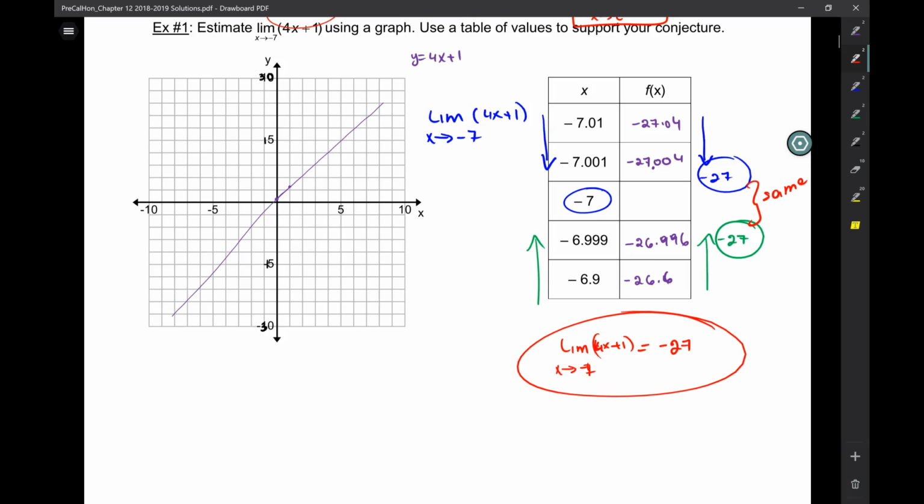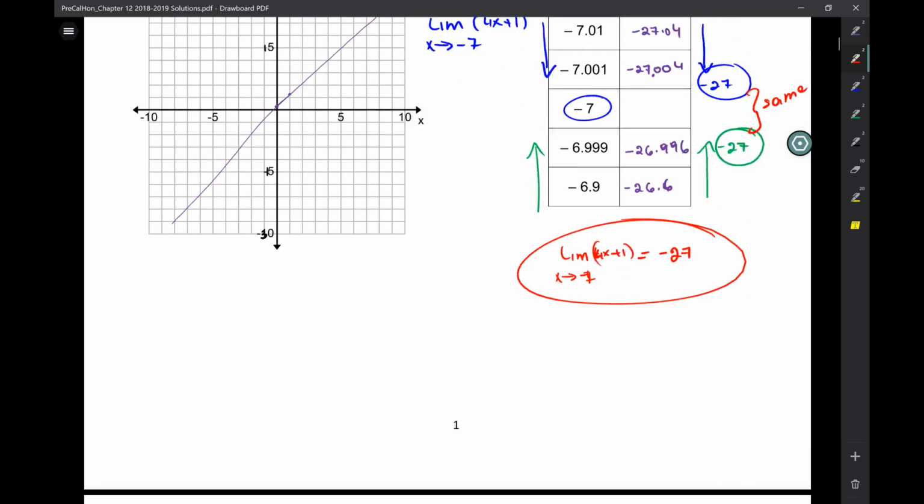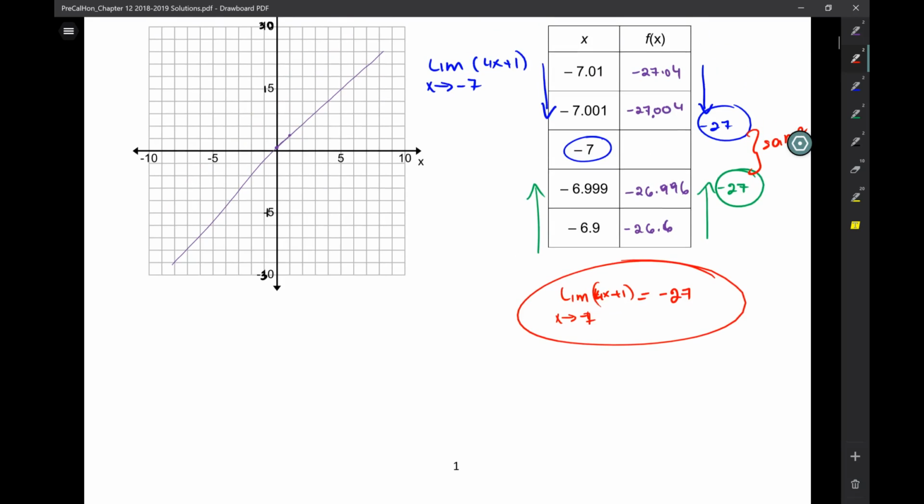Yeah. So from here, look, -6.9, -6.99, we're getting close to -7. Y is getting close to -27. We're getting close to -7 from the other side, and y is getting close to the same number. Wouldn't that kind of be true, like any linear line is straight, so that both sides will be? Yes. Anytime you've got a basic polynomial function, there's always going to be a limit.